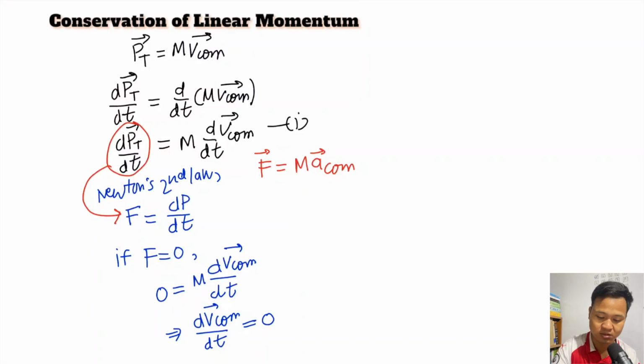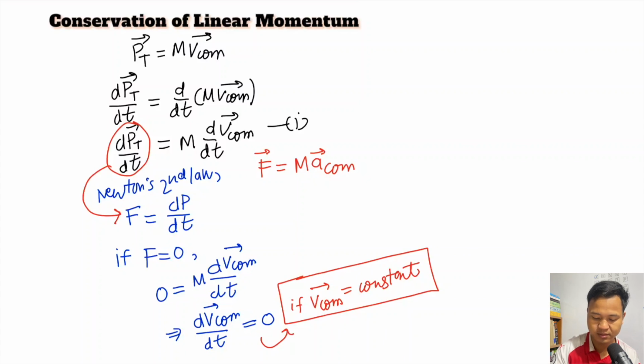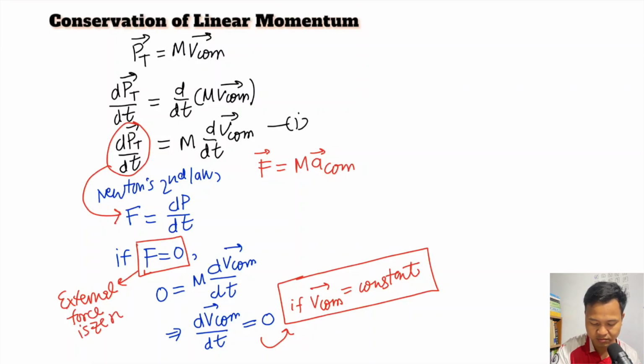So this is possible only if vcom is constant. Right, so the center of mass velocity is constant here. So if I differentiate that value, I will get 0. Okay, so that is possible when the external force, the applied force, is 0 here. So when vcom is constant, we use the formula.